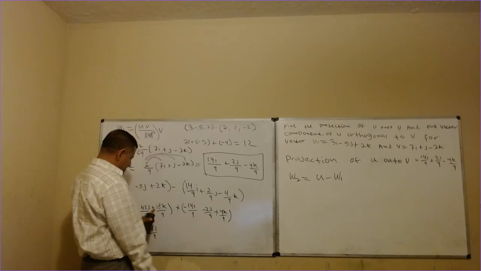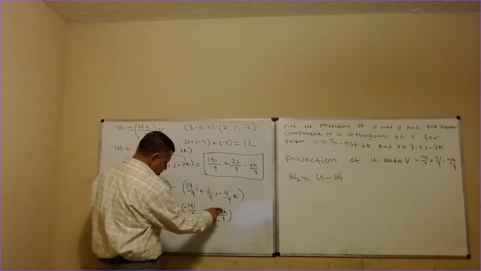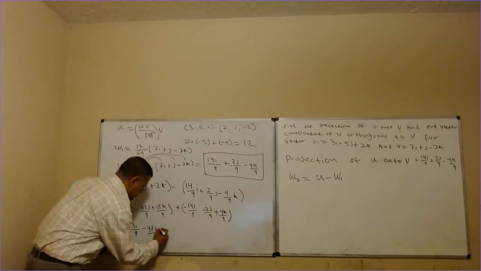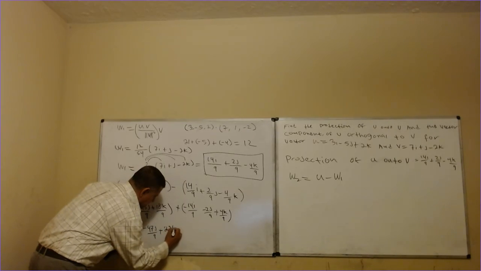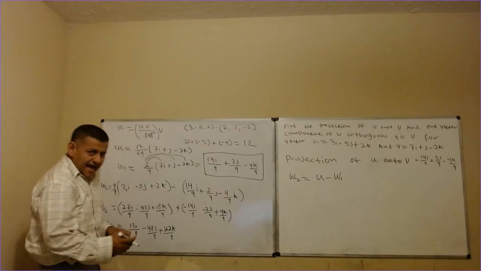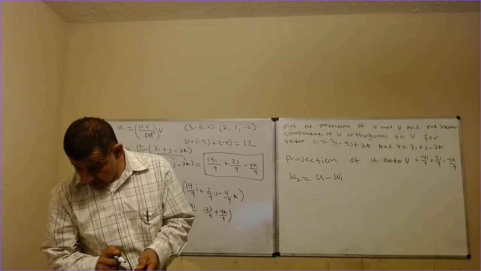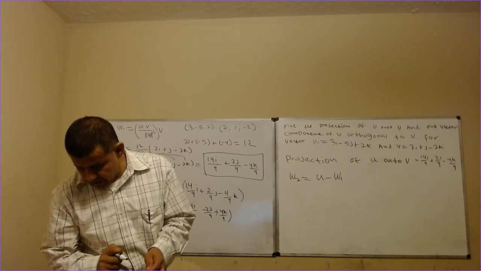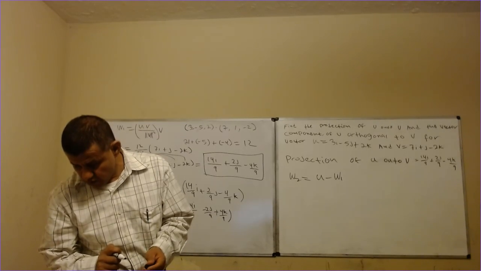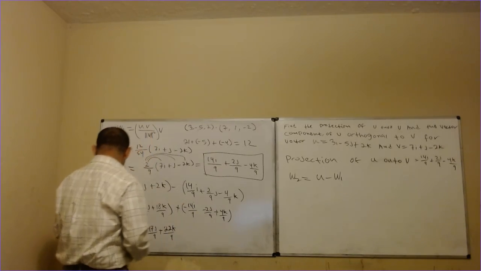Okay, so positive 18k plus a positive 4k is equal to positive 22k over 9. And that will be the vector component of u orthogonal to v.